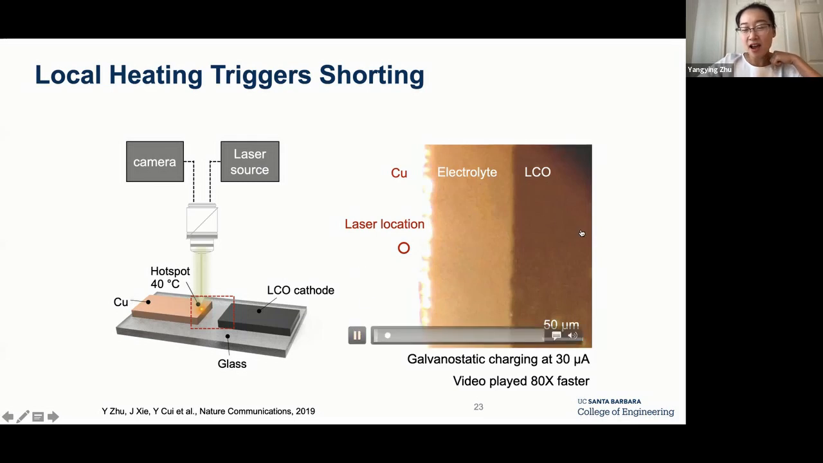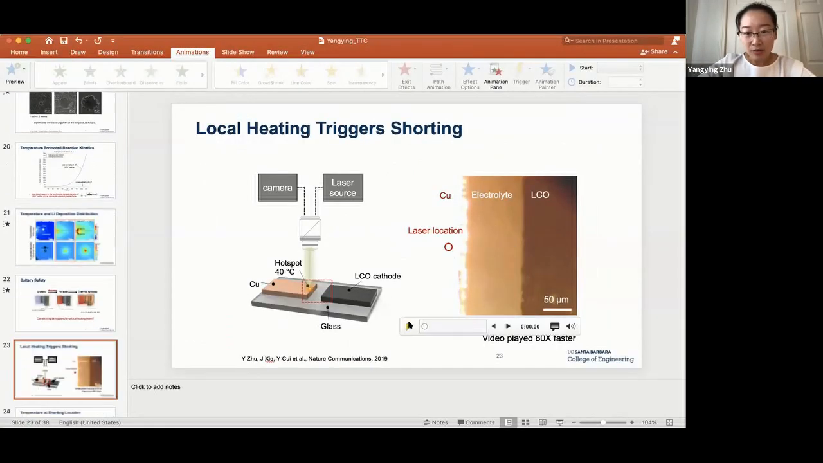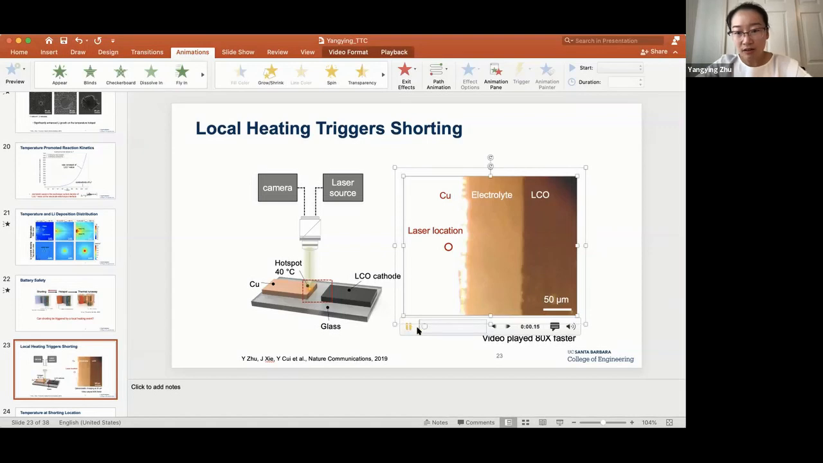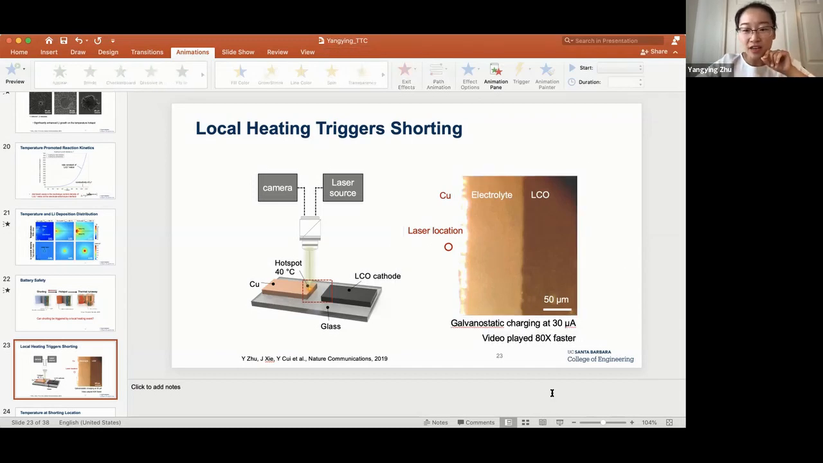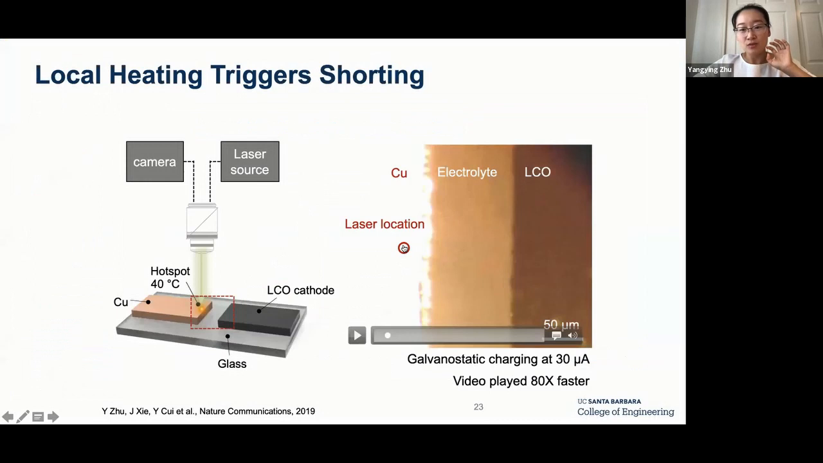You can see then as we run the battery, apologize for the video not playing, but as we charge the battery, you could see a lot of lithium plating only on the hotter temperature region. So basically it showed that by having a warmer spot, you can trigger shorting at that warmer location.